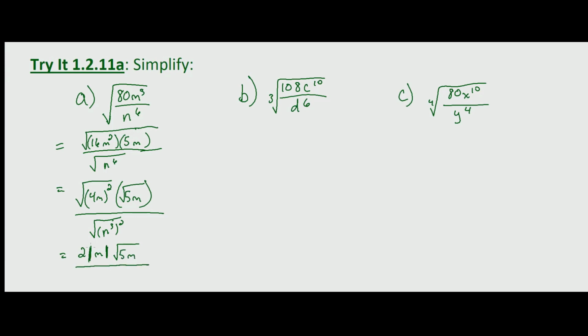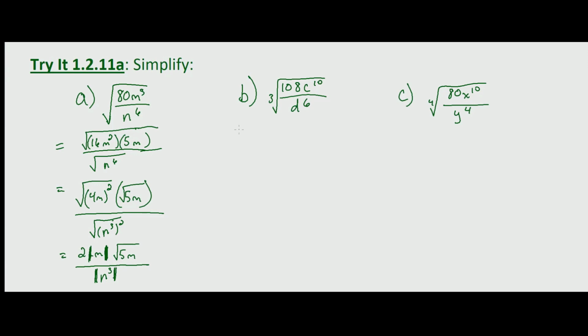So 2 times the absolute value of m times the square root of 5m, all over the square root of n cubed squared. Again, we need to consider the absolute value because it's an odd power, and we're taking the square root. So this would be all over the absolute value of n cubed.